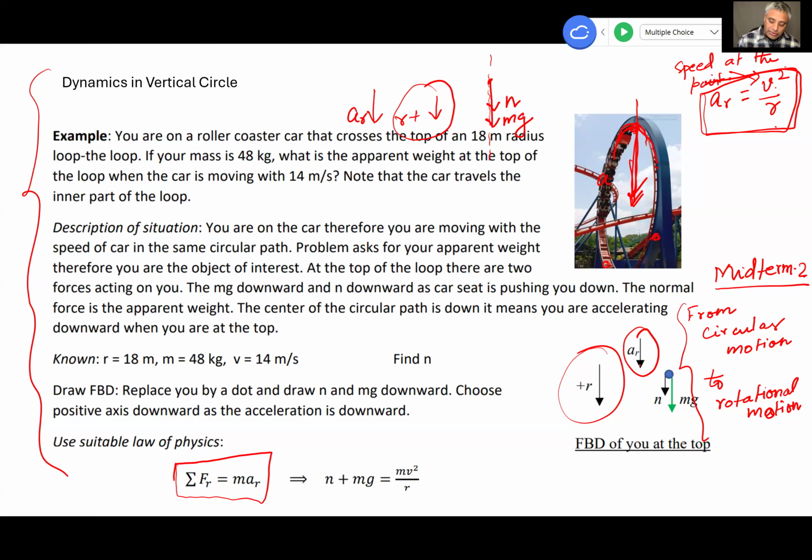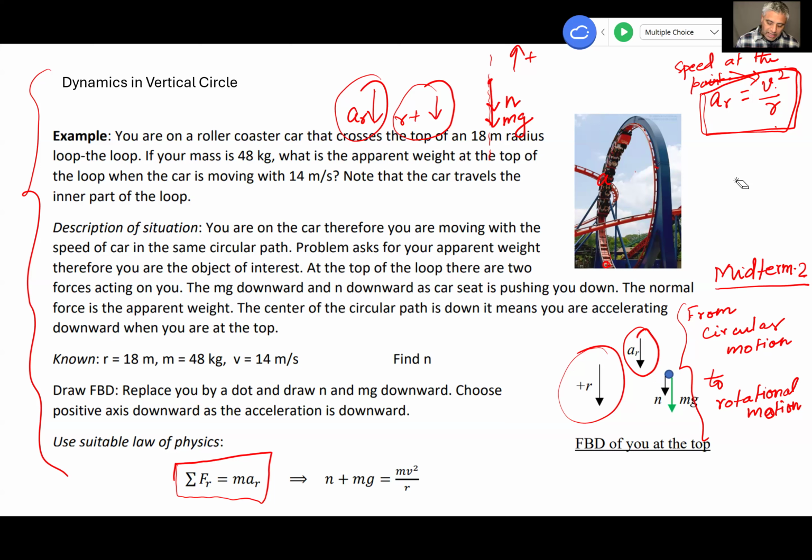But of course, you can choose up as positive. But of course, the direction of acceleration is down. So in that case, your intermediate equation is going to be different, but the final result is going to be the same because the choice of coordinate does not change the physics. We need to keep that in mind.